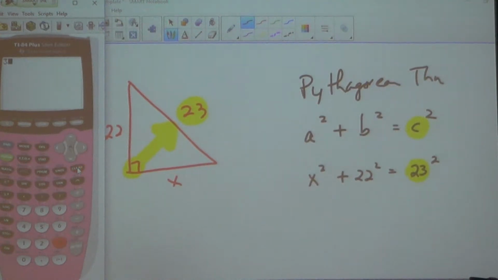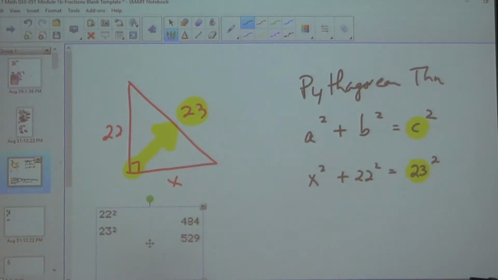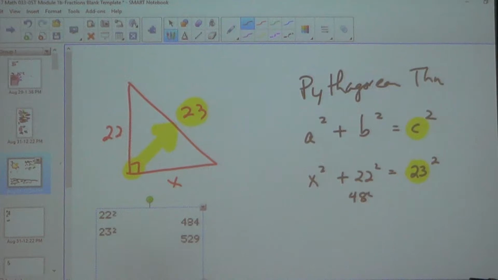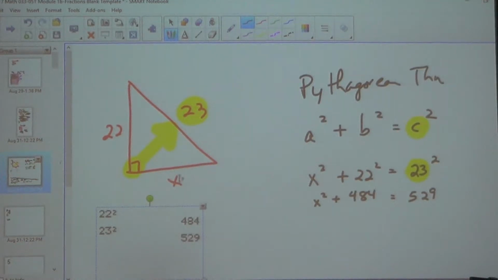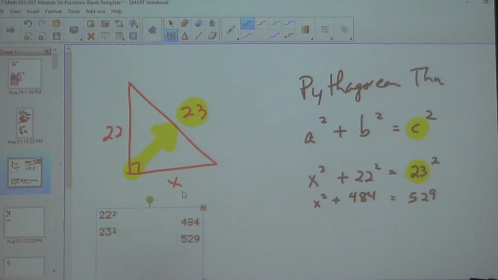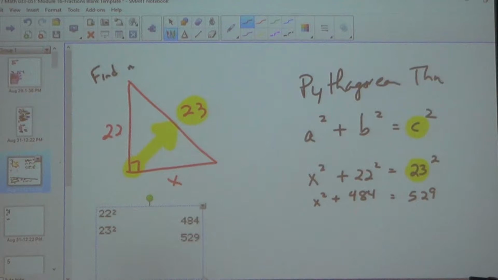I figure out 22 squared, and then I do 23 squared. So 22 squared is 484. 23 squared is 529. Now, my goal is to find the missing side, and that's what the directions are going to say. Find the missing side.